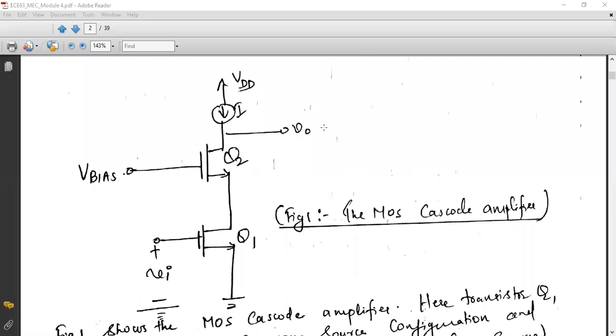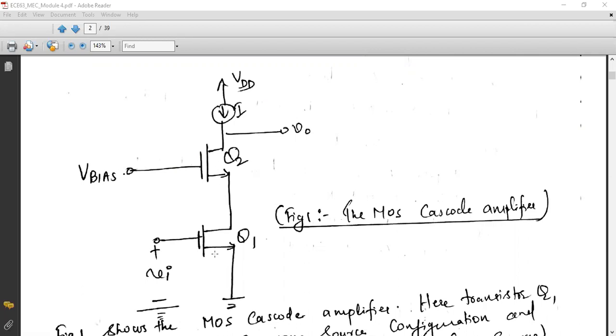So how many transistors have been used here? How many MOSFETs we have used? We have used 2 MOSFETs, right? Both are NMOS, Q1 and Q2. If you consider that arrow mark, both are outwards, so they are NMOS transistors, right?